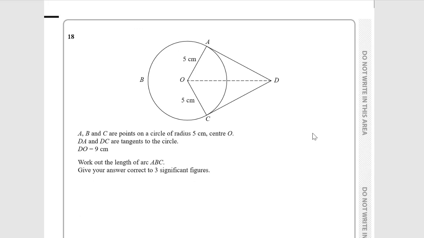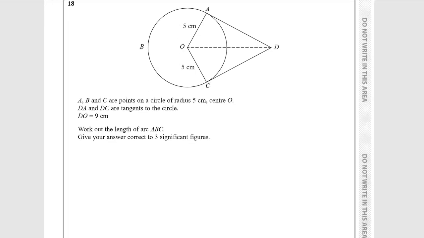Question 18. So you have this diagram here. Work out the length of the arc AB. So that's AB, and it wants us to work out the length. Okay, so we know this is 9 centimeters. We know this is X. And we know this is a right angle, right angle. So we have a right angle triangle here, right angle triangle there, but they're the same thing.